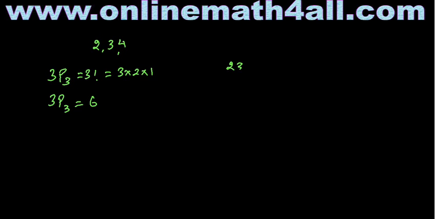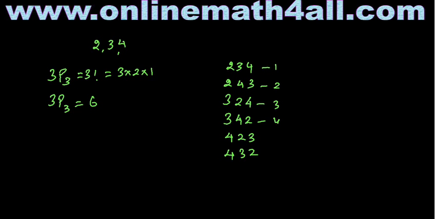Okay, let me write. 2 3 4 is the first 3-digit number. 2 4 3, 3 2 4, 3 4 2, 4 2 3, 4 3 2. Because I start 2 numbers with 2, 2 numbers with 3, and 2 numbers with 4. So now I got totally 6 numbers, 1 2 3 4 5 6, which I have formed with the 3 digits 2, 3, 4.